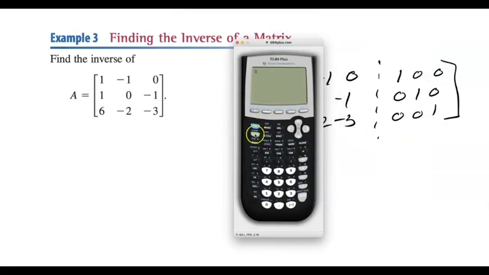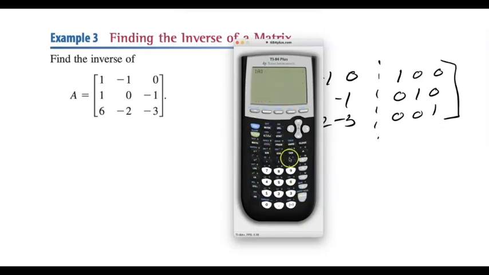So all we're going to do is go to our matrix, second matrix. We're going to type it in. So this one is a 3 by 3. Let's type in all the values: 1, negative 1, 0, 1, 0, negative 1, 6, negative 2, and negative 3. Okay, we're going to get out, select our matrix, the second matrix, and all you do is press the inverse button.